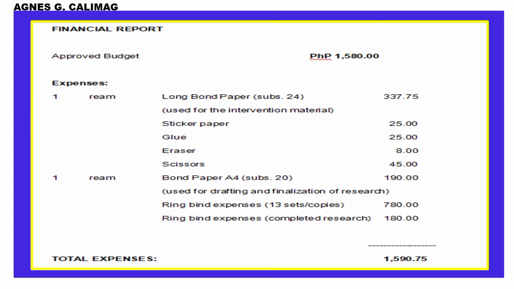And for the last part, financial report, the approved budget is only 1,580 out of the research proposal cost estimate of 6,400. Dahil sa limited na budget po, bond paper lang yata ang nabili ko, tapos yung ring bind expenses kasi naka-ring bind po lahat ng Square of Im for 25 students. And for the total expenses, 1,590.75. Deficit pa rin ng 10 pesos and 75 centavos.